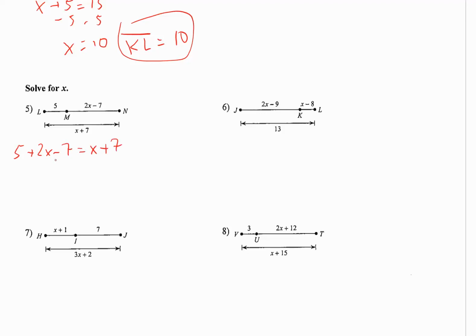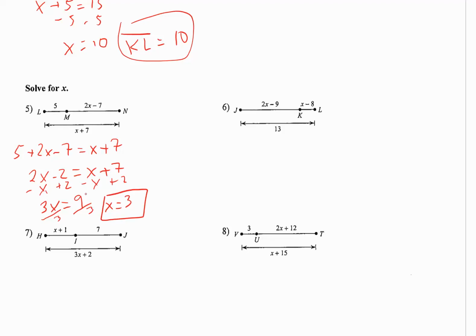So again, what we need to do is combine our like terms on the left side first. So we have 5 and negative 7. So I have 2x minus 2 equals x plus 7. So then we're trying to solve for x. So I'm going to subtract x from both sides. So I get 3x. I'm going to add 2 to the right-hand side. So add 2, so equals 9. So then I'm going to divide each side by 3. So I get x equals 3. And since they wanted us to just solve for x, not plug it back in, I can stop right there and say x equals 3.